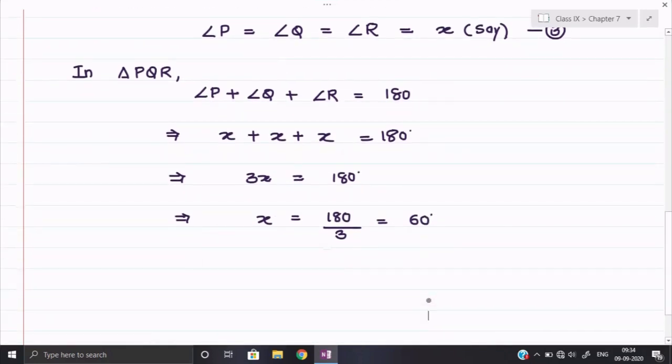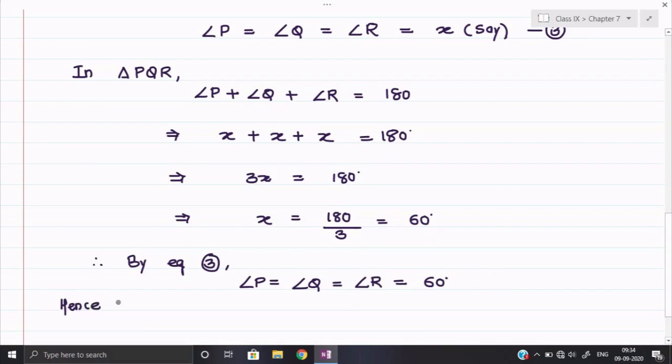And if X is 60 degrees, according to equation number 3, we can say angle P is equal to angle Q is equal to angle R is equal to 60 degrees. So this was required to be proved in the question.